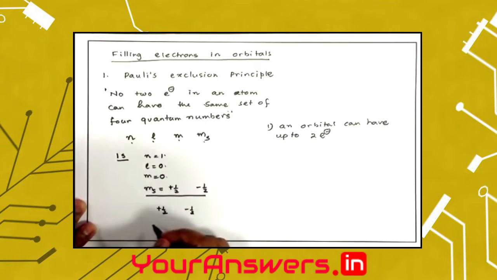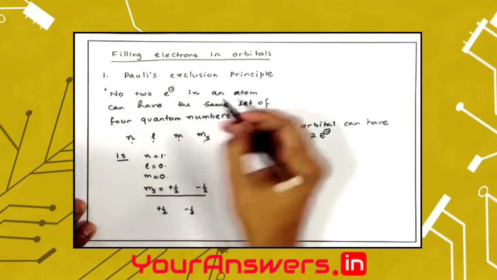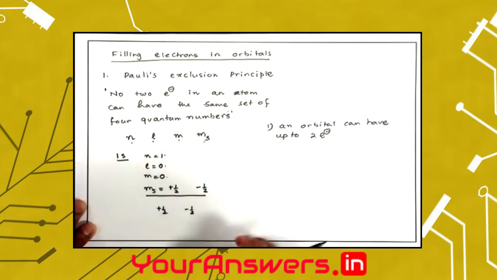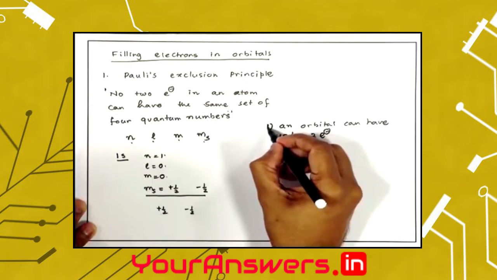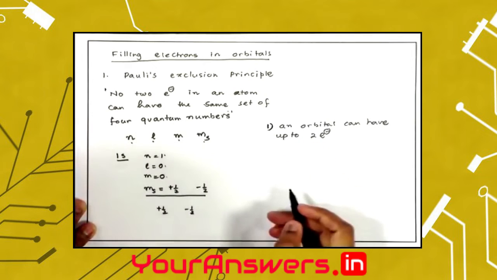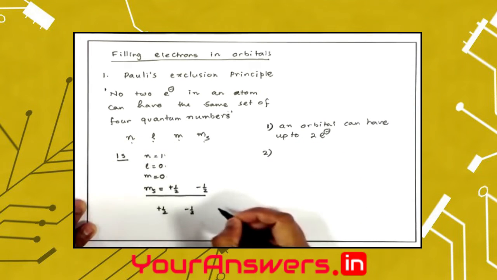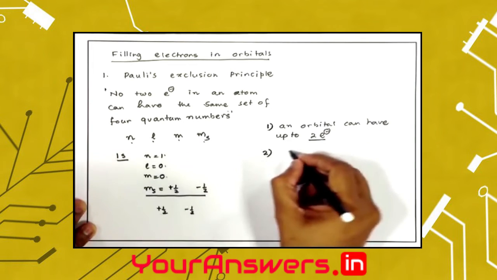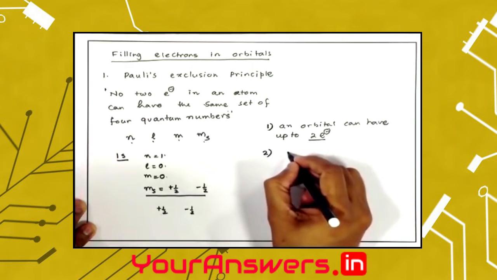And if I introduce another electron, the third electron can either take plus half spin or minus half spin. And if it takes plus half spin, then again it violates Pauli's exclusion principle, which says that 2 electrons cannot have all the quantum numbers the same. So the essential outcome of Pauli's exclusion principle is that an orbital can have up to 2 electrons, and the second outcome is that these 2 electrons in a given orbital will have opposite spin.